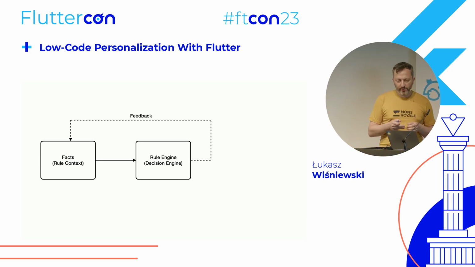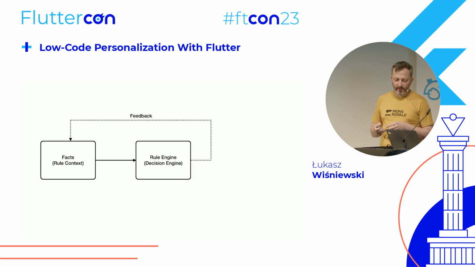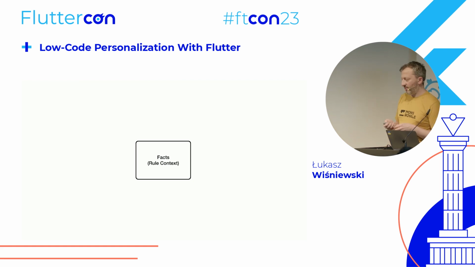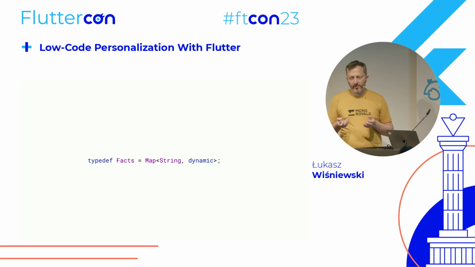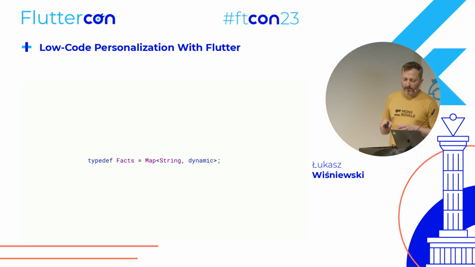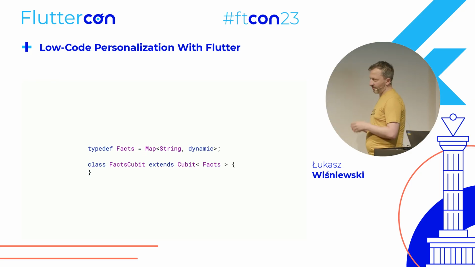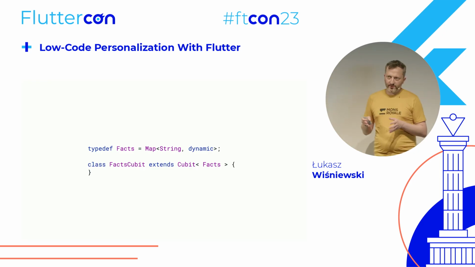Now let's take a look at the remaining part of our design pattern. We have facts and feedback. Fact is pretty much a Map<String, dynamic>. You probably can use something like freezed to make it more type safe, but this is good enough for a start. Facts change over time, so it's a state. So you can use some sort of state management for it.